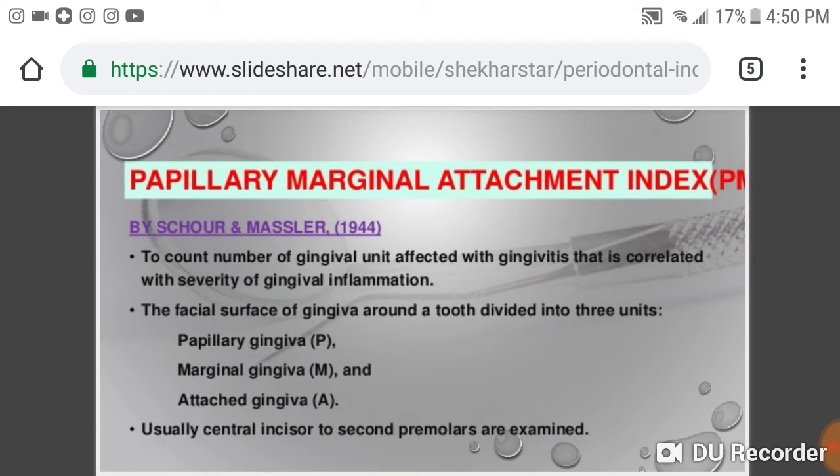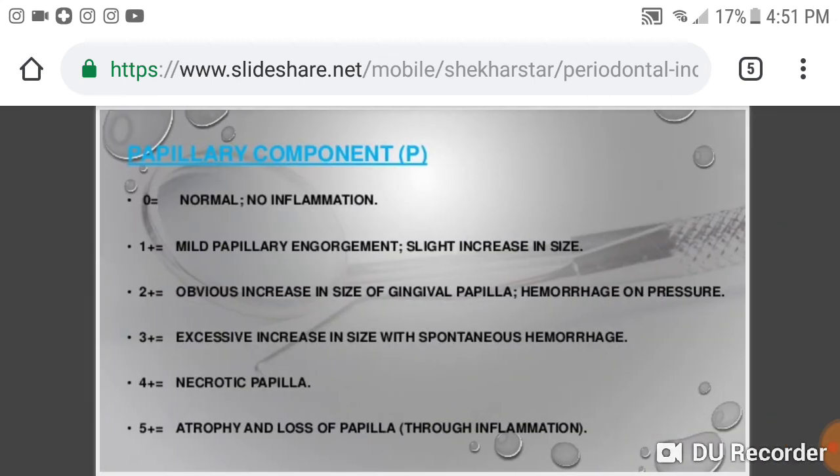Papillary Marginal Attachment Index, PMA, by Schour and Massler, 1944, to count the number of gingival units affected with gingivitis, which is correlated with severity of gingival inflammation. The facial surface of gingivae around a tooth is divided into 3 units: the papillary gingivae, the marginal gingivae, and the attached gingivae. Usually central incisors to second premolars are examined.